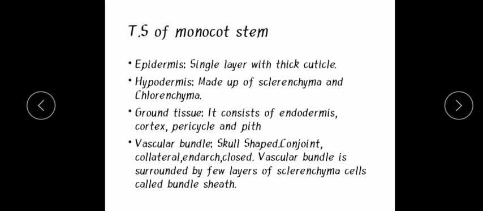Here then you can have the notes also. The epidermis is given, a single layer with a thick cuticle. The hypodermis is made up of sclerenchyma and chlorenchyma. The ground tissue consists of endodermis, cortex, pericycle and pith. The vascular bundle is skull shaped, an important word. It is conjoined, collateral, endarch and closed.